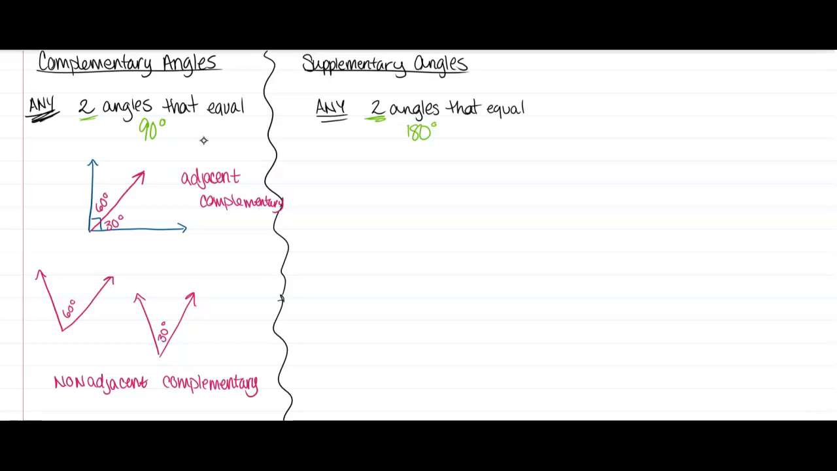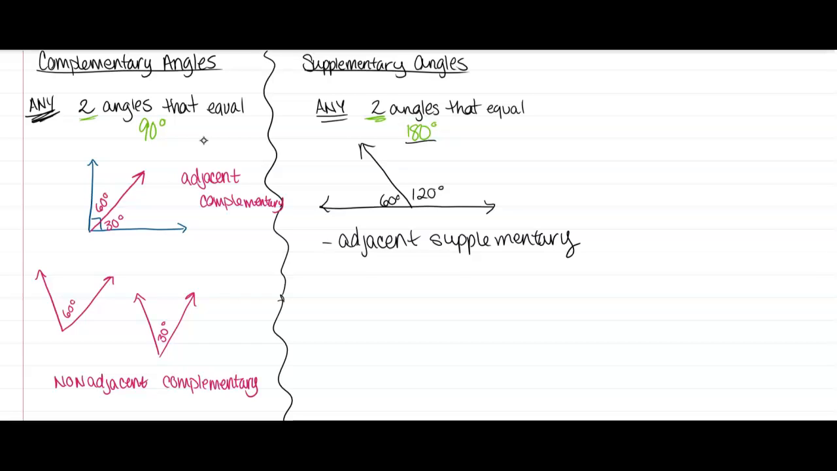Now, supplementary angles are similar, except now we have to have them equal 180 degrees. So in order for us to draw them adjacent, we're going to draw a line because the line is equal to 180 degrees. And let's make this angle go the other way. So let's say this is 120 degrees, this is 60 degrees. So these are going to be a pair of adjacent supplementary angles. And because there's two angles on a line, these are also called a linear pair.